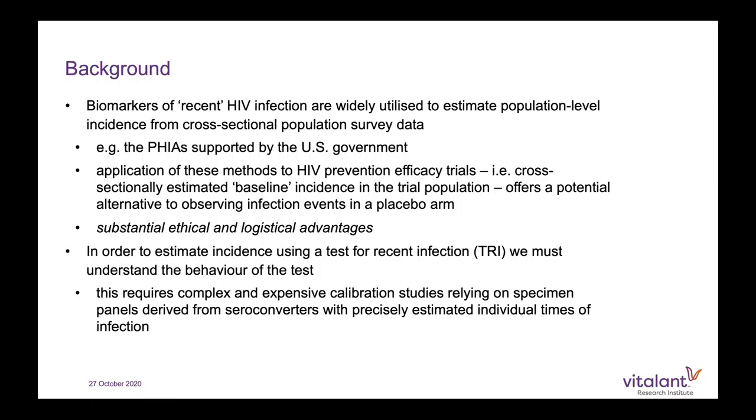In order to estimate incidence using a test for recent infection, it's critical that we understand the behavior of the test, and most of my presentation today will focus on things to keep in mind in characterizing tests for recent infection. It's worth noting that in order to characterize these tests, we need to conduct fairly complex and expensive calibration studies that rely on unique specimen sets derived from seroconverters with precisely estimated times of infection, since we need to characterize the biomarker evolution over time.